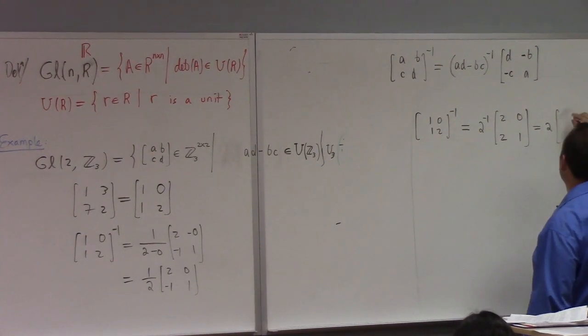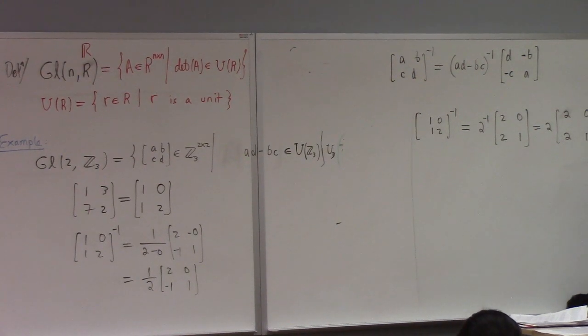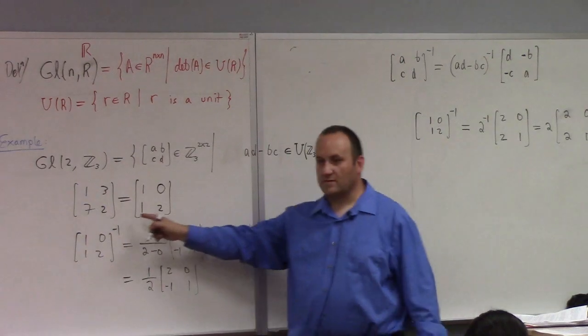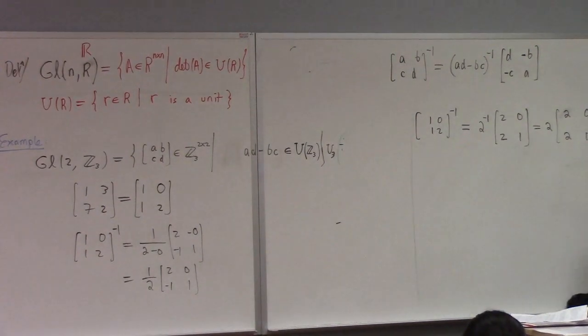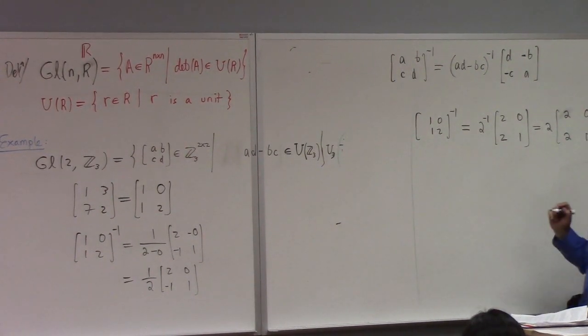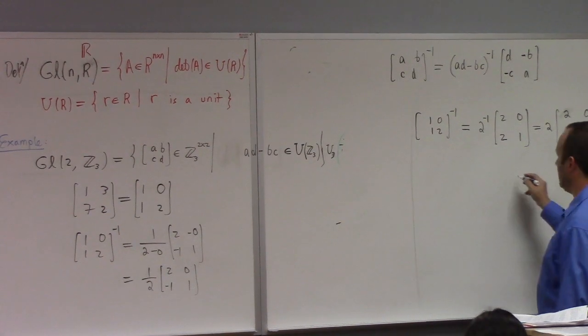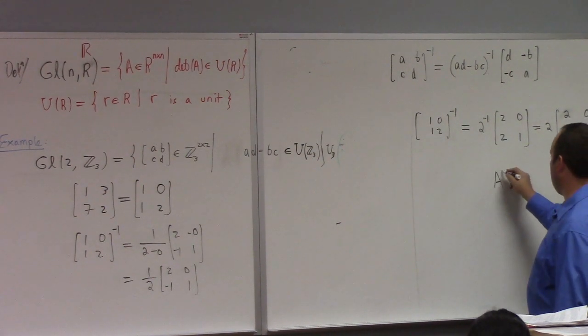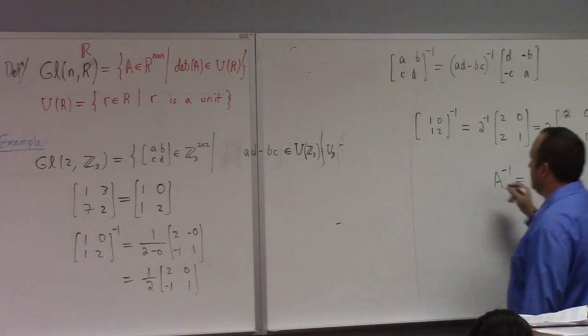So 2, 0, 2, 1. That gives me 4, 0, 4, 2, also known as 1, 0, 1, 2. What? Is that what we started with? Check it out. This matrix is its own inverse, right? That's a funny thing. So what we just proved is that A inverse is equal to A as it happens, right?